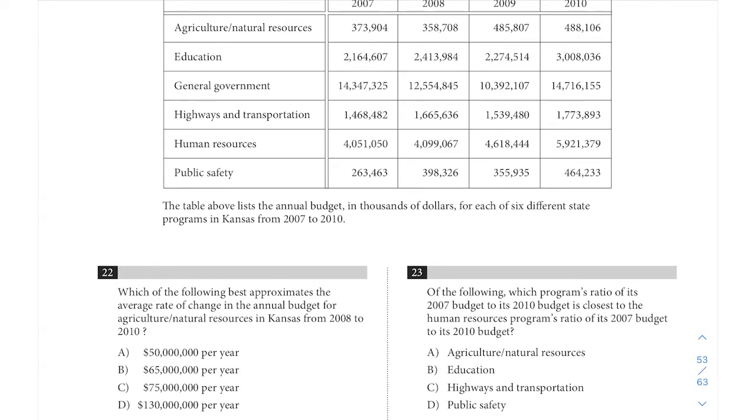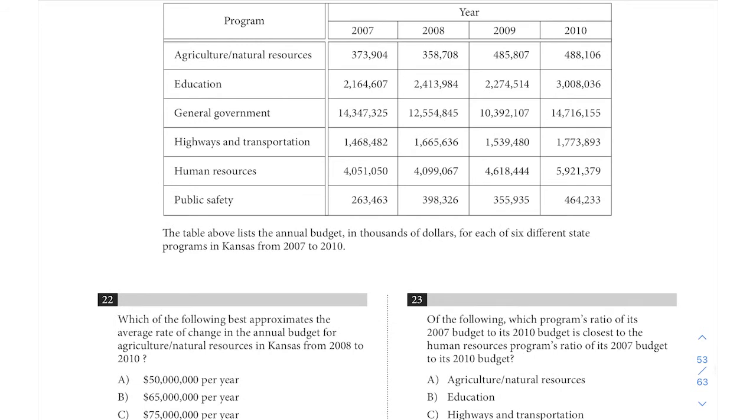Which of the following best approximates the average rate of change in the annual budget for agriculture, natural resources in Kansas from 2008 to 2010? Okay, so for this question, they mention agriculture and natural resources, and we're talking about from 2008 to 2010. So let's see what that change in annual budget was over that span of time. And if we look at our answer choices here, they're all these perfectly even numbers, and it says best approximates. So that lets us know that we can use a little bit of rounding here.